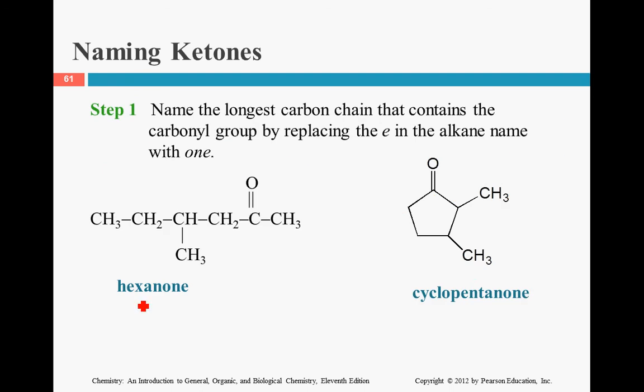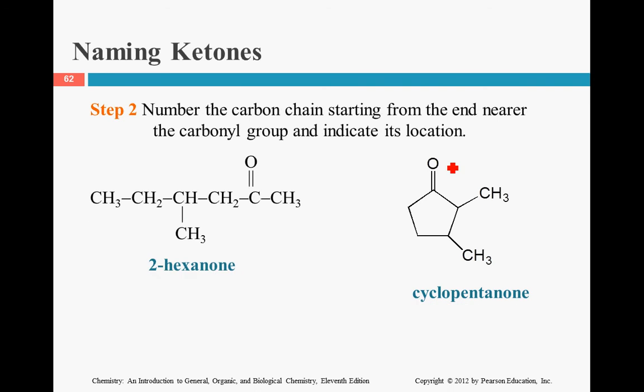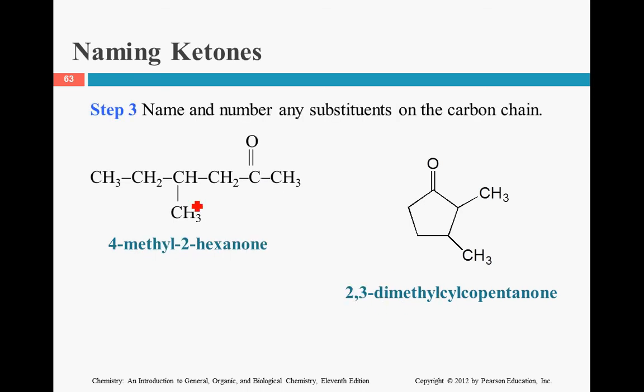So first, hex, because there's 6. O-N-E, because the oxygen's in the middle. Cyclopentane, double bonded oxygen, cyclopentanone, is on the second carbon. This one, don't bother putting a number, because it's a cyclo. On the fourth carbon, 1, 2, 3, 4, there's a methyl group. On the second and third carbons, there's methyl groups.